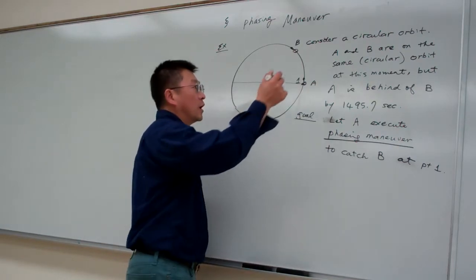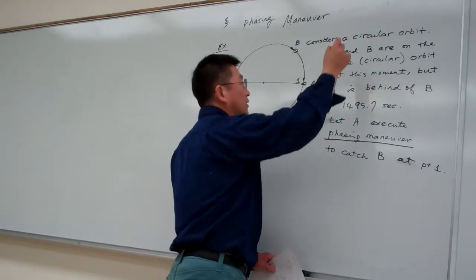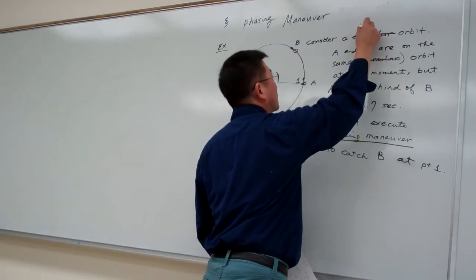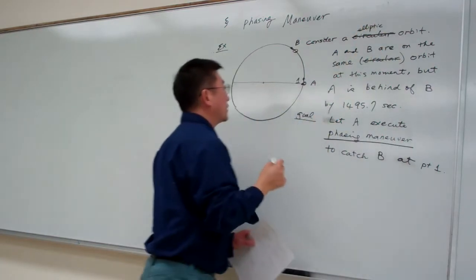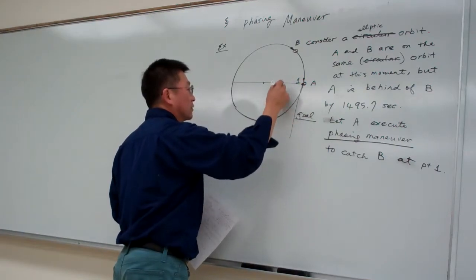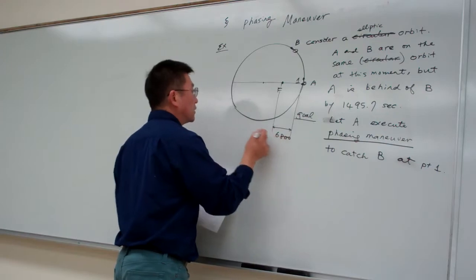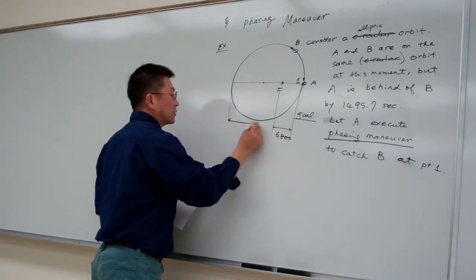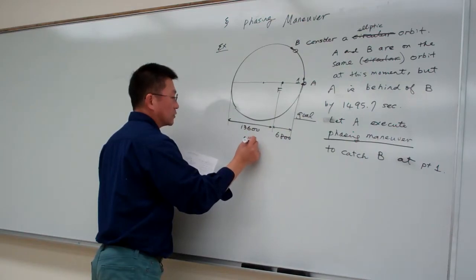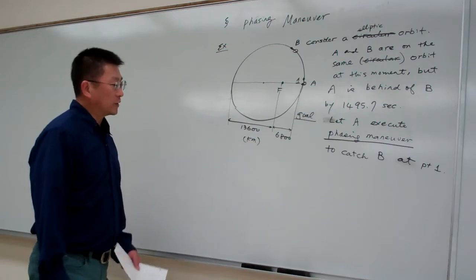Can you allow me to modify the problem statement? Because in my preparation, this is not circular, it's elliptic. Here this is the focus, and I have the numbers here. This one is 6800, and this one is 13600, in units of kilometers. Sorry about that. So that's the elliptic orbit.